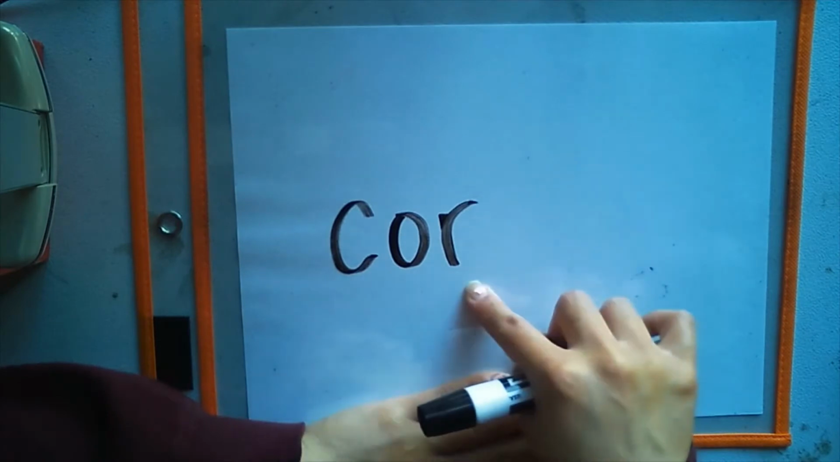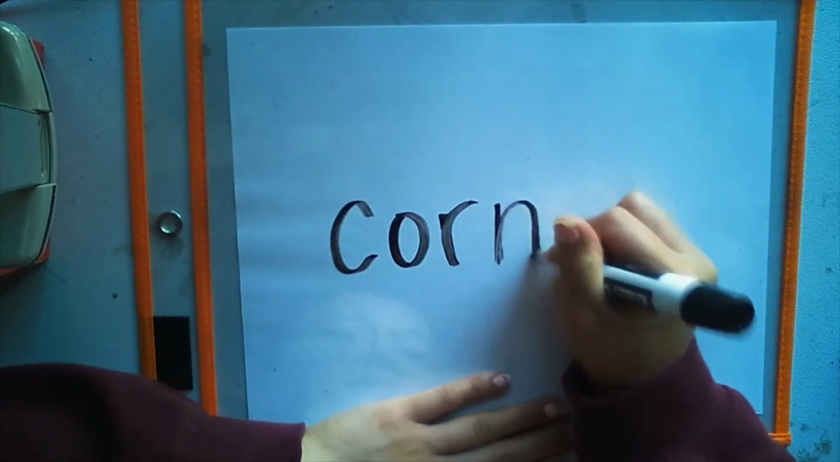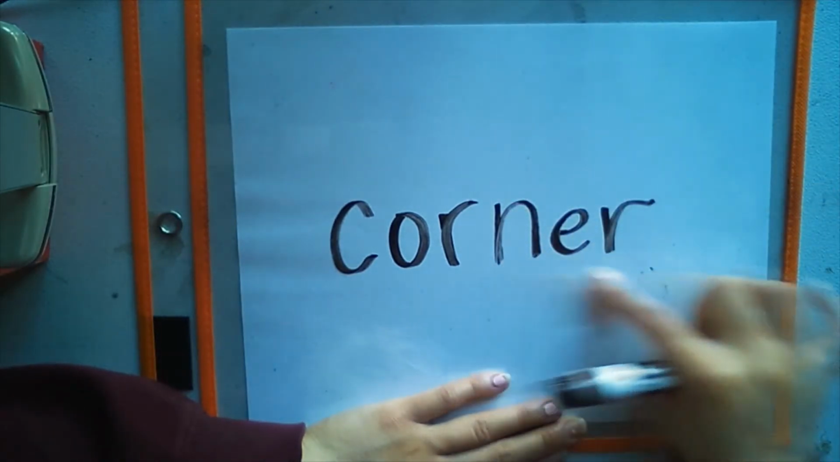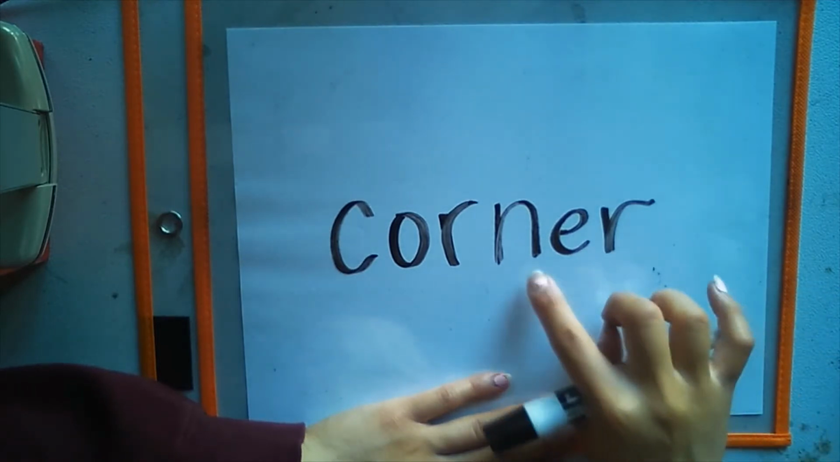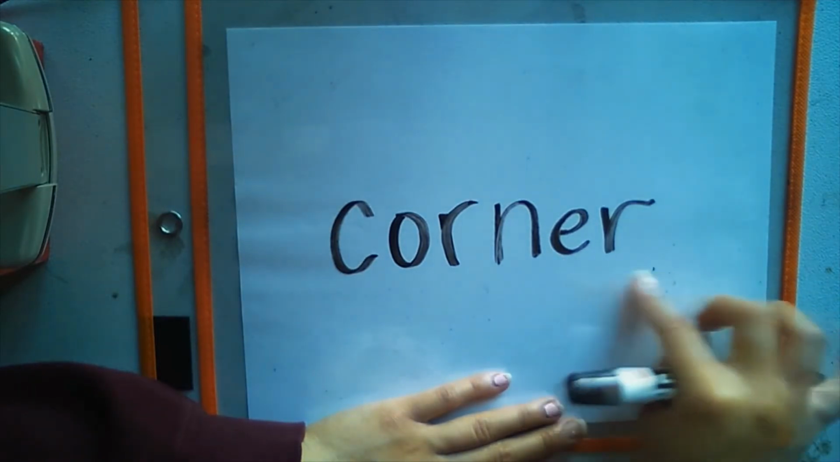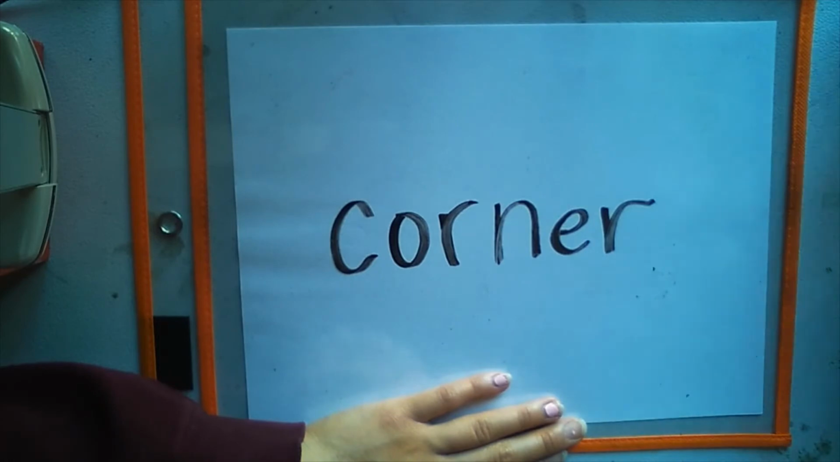Read, core. Read, ner. Ner is an irregular sight syllable. Okay, let's keep going. Great job.